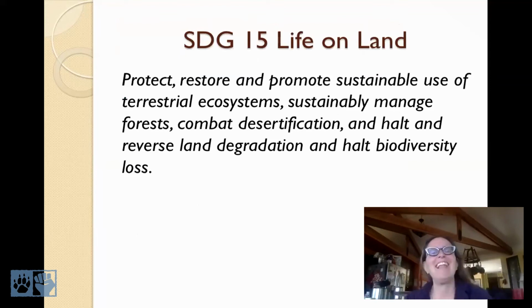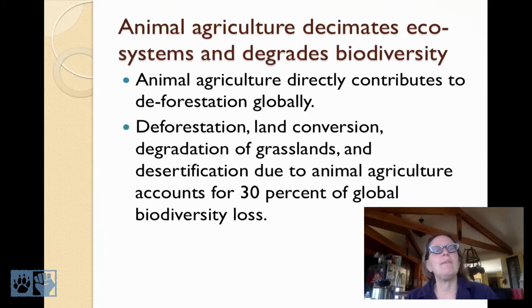SDG 15, life on land: protect, restore, and promote sustainable use of terrestrial ecosystems, sustainably manage forests, combat desertification, halt and reverse land degradation, and halt biodiversity loss. So this is the goal that the United Nations has set out in their Sustainable Development Goal number 15. So let's have a look at the ways that animal agriculture interacts with this particular SDG. Animal agriculture decimates ecosystems and degrades biodiversity in so many ways.